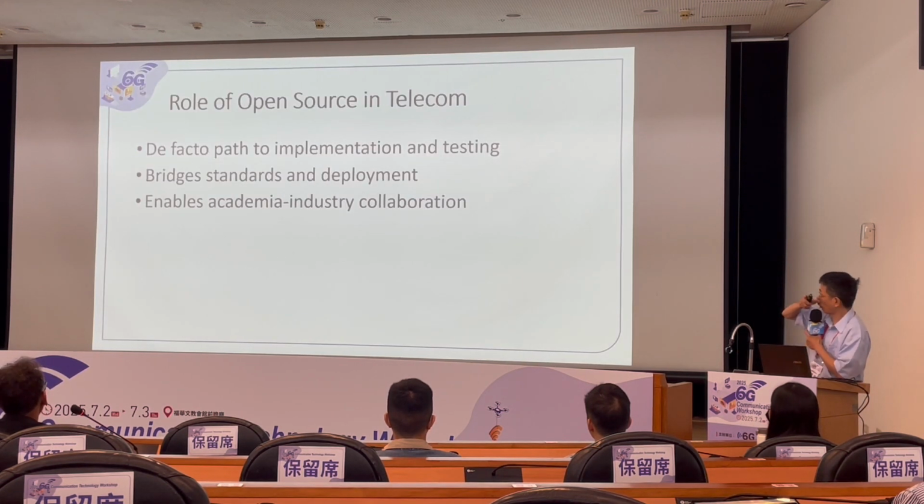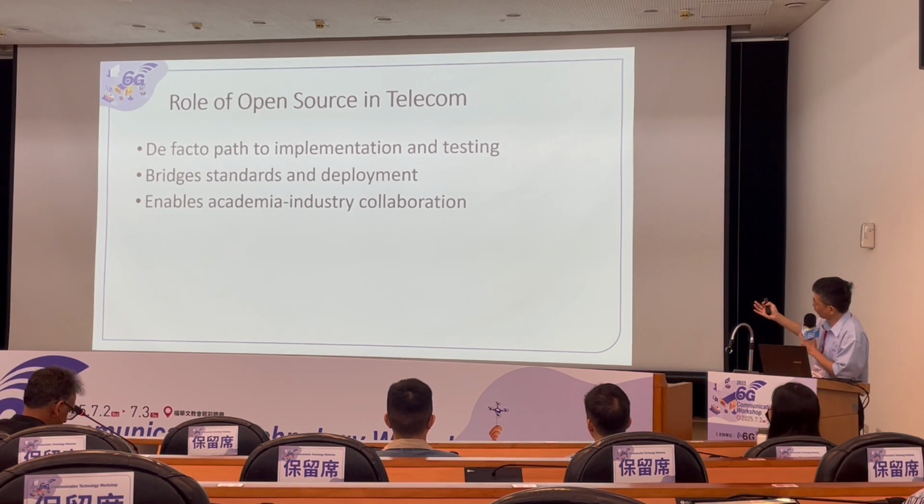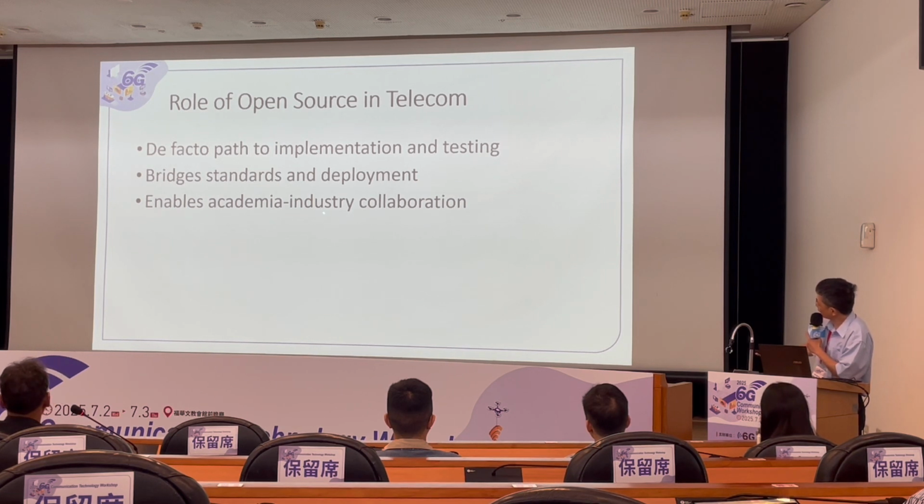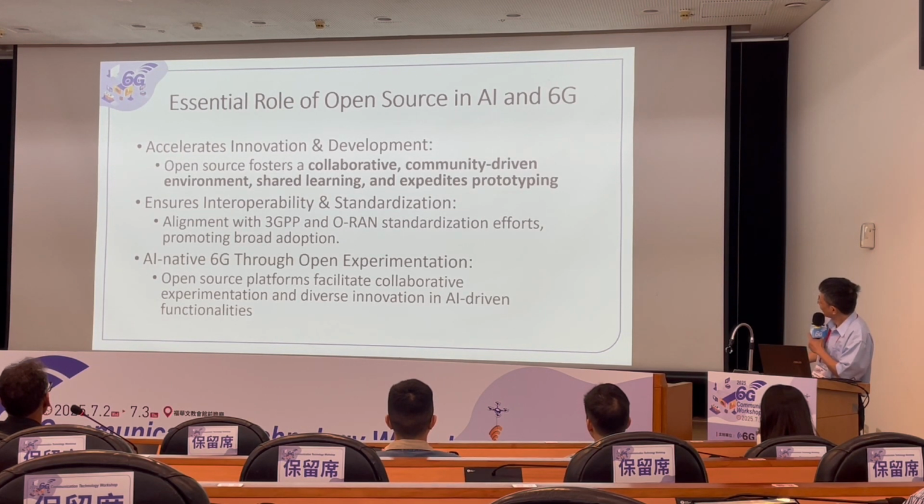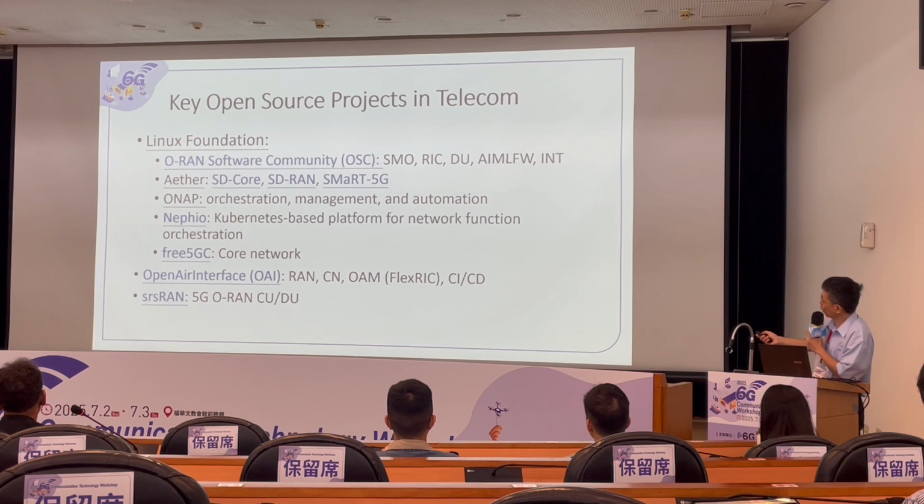So from open source projects, what is the role of open source? Actually, some of the information comes from ChatGPT. ChatGPT can give a very clear reason why we need to do this. First is a de facto testbed for implementation and testing. Open source can also reach the standards and deployment, and enable academia and industry cooperation. I think this is what we learned from this project. There is an essential role for open source in AI.